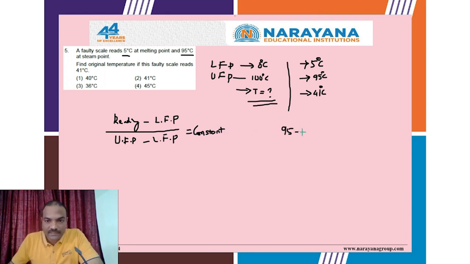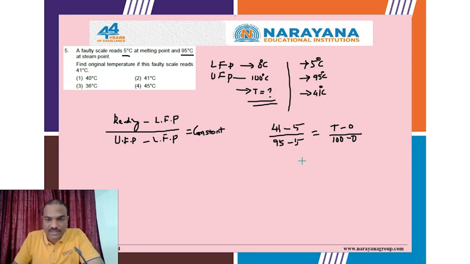So we have 95 minus 5, sorry, actually I took the denominator. Let us go with the numerator first. First, what is the reading? The reading on the faulty scale, I am writing, is 41 minus the lower fixed point 5, by 95 minus 5. Even we can write it in reverse also, that doesn't matter, but I just want to follow the formula. Then we have to find the reading on the actual scale, which is T minus 0 by 100 minus 0. So I hope you understood the ratio.